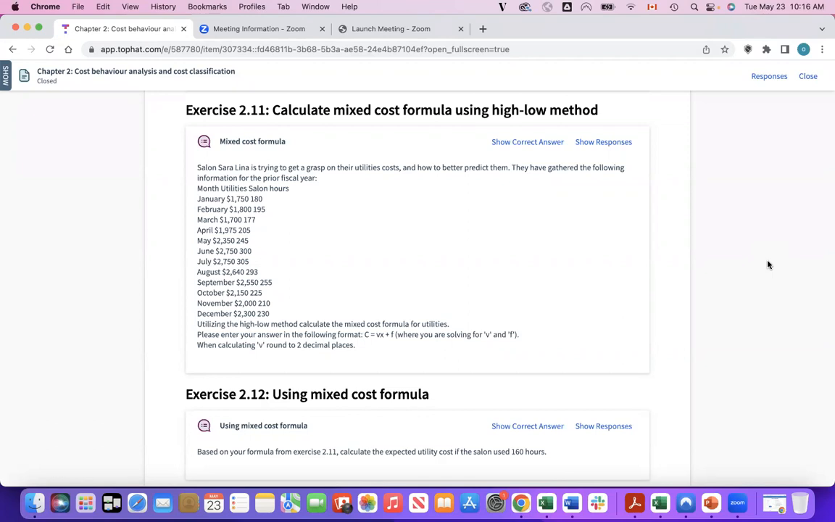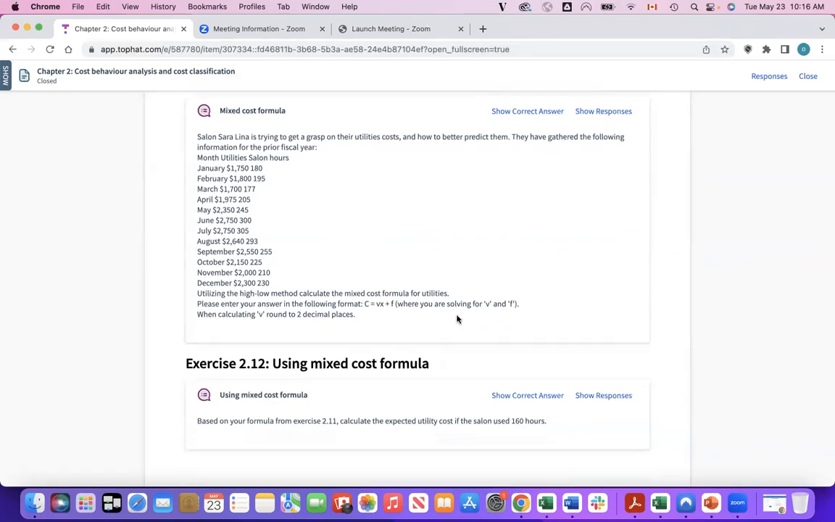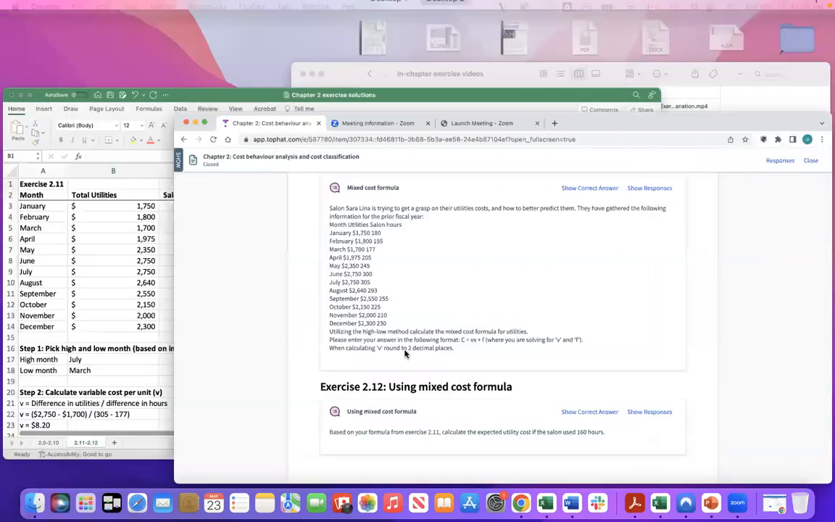Salon Saralina is trying to get a grasp on the utilities costs and how to better predict them. They have gathered the following information for the prior fiscal year, so you can see the monthly data, the utility cost per month, and then the variable that the advisor has picked, they believe drives up the utilities cost the most, is the amount of salon hours. So based off of this, they want us to calculate, utilizing the high-low method, the mixed cost formula. And then in exercise 212, when we've calculated that formula, they want us to estimate the cost at 160 hours.